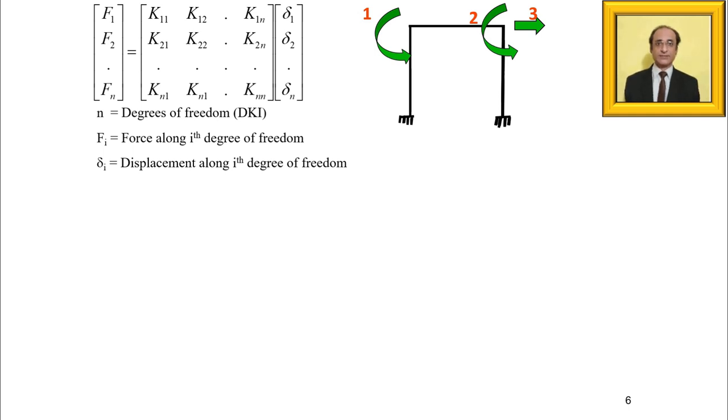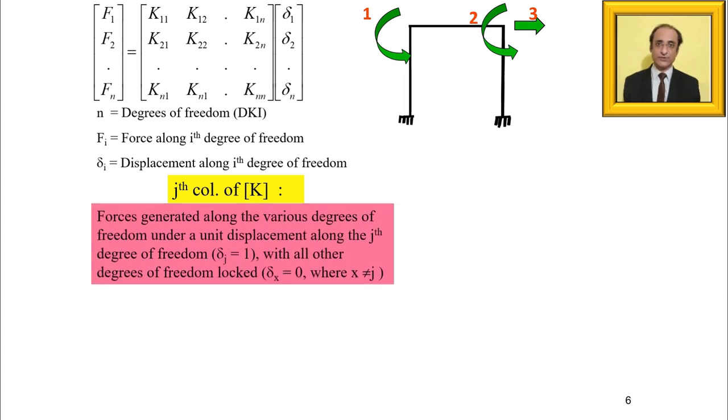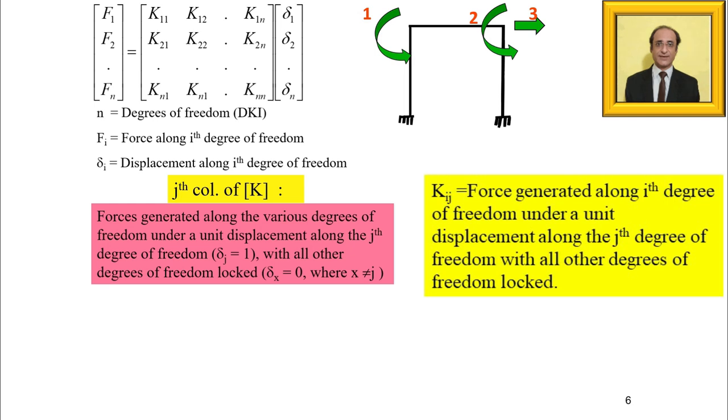First of all, if we have to obtain the jth column of the stiffness matrix, all we have to do is apply a unit force along the jth degree of freedom and find out what are the forces developed along various degrees of freedom. We arrange them in a column that gives us the jth column. Likewise, we can define Kij. Kij is the force generated along the ith degree of freedom under a unit displacement along the jth degree of freedom, all other degrees of freedom locked.